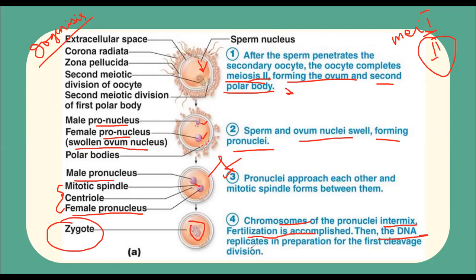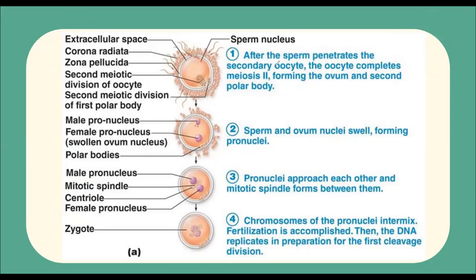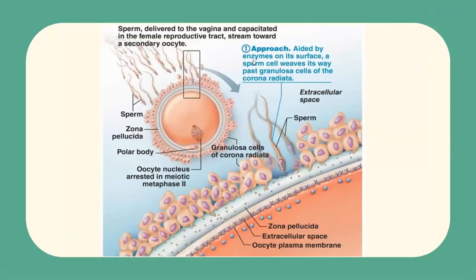DNA will replicate in preparation for the first cleavage division. So now after this, once the zygote has been formed, cell division will take place, that we will see in the next video. Clear? So the zygote has now been formed.